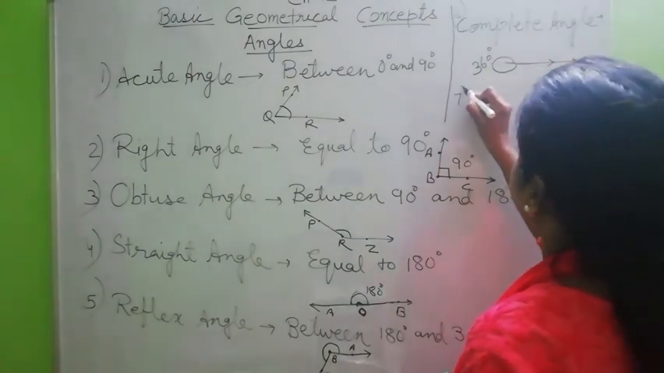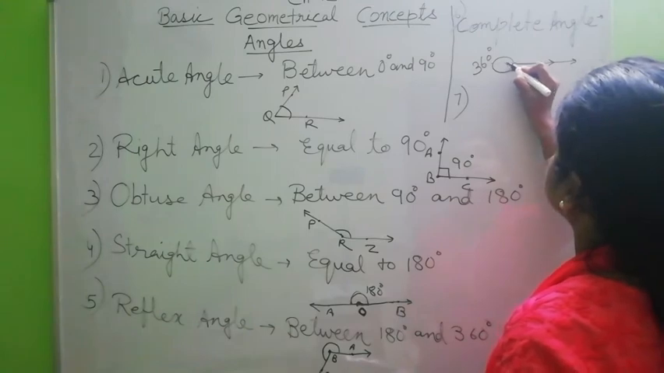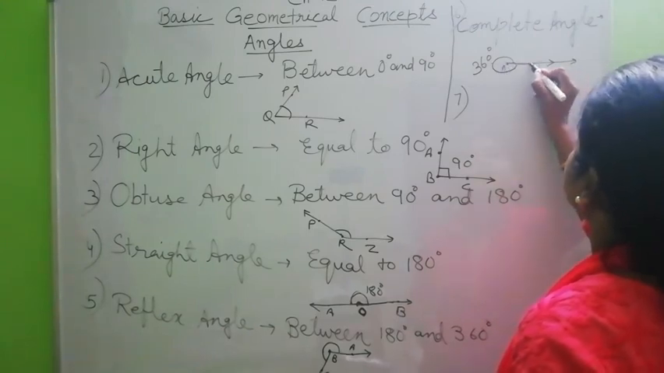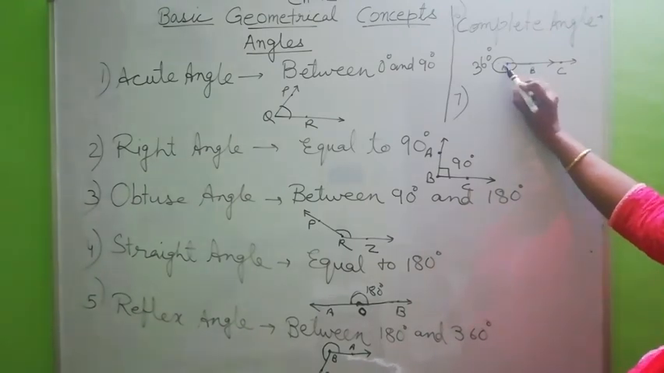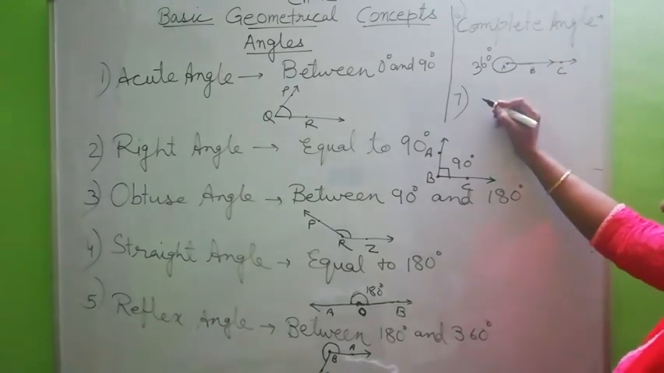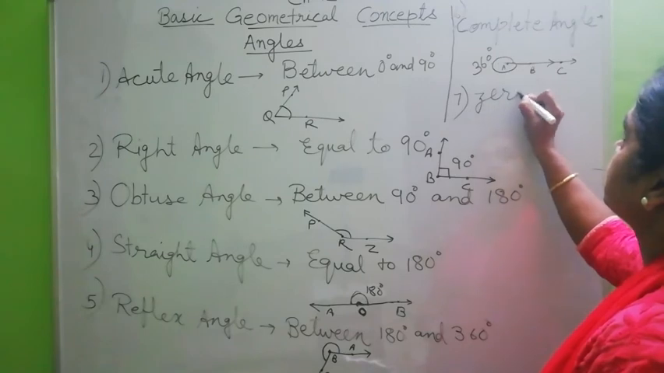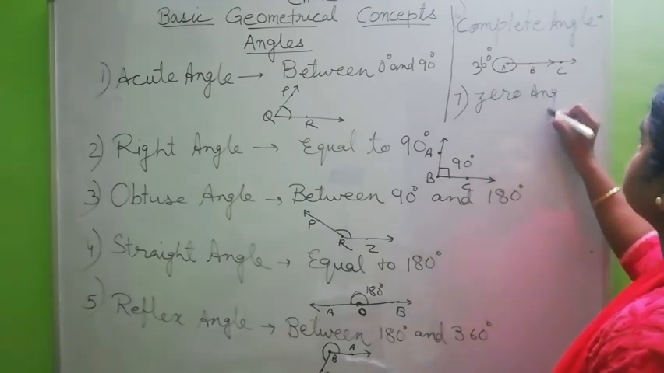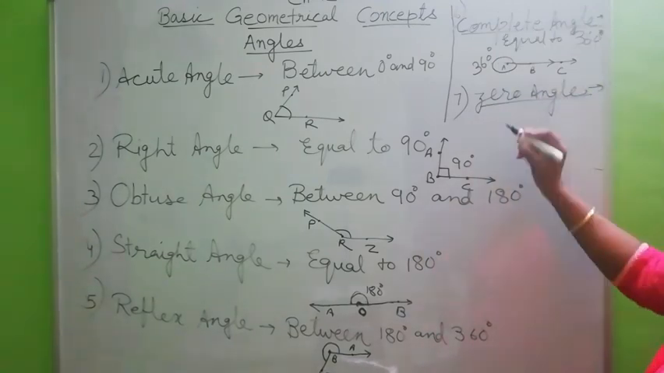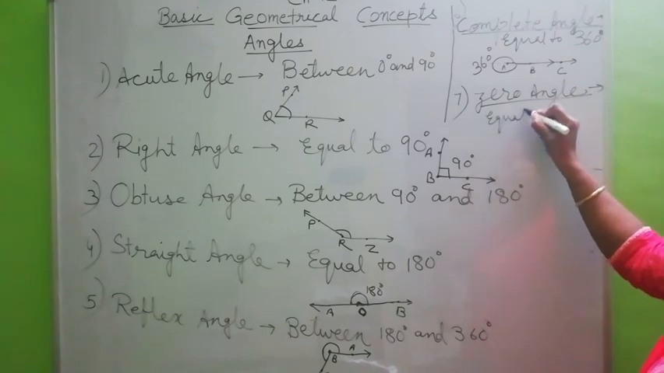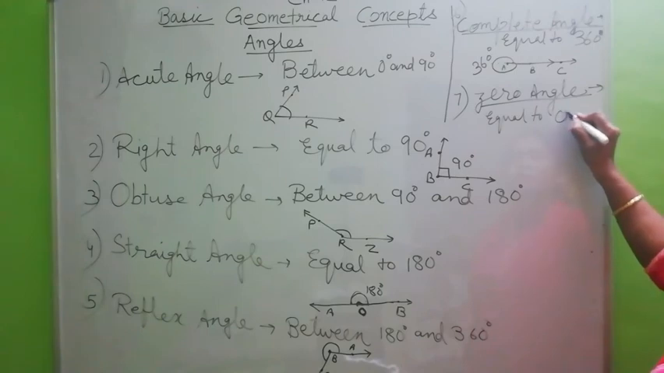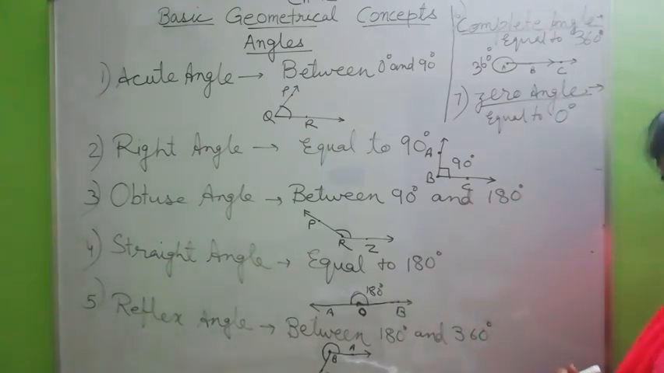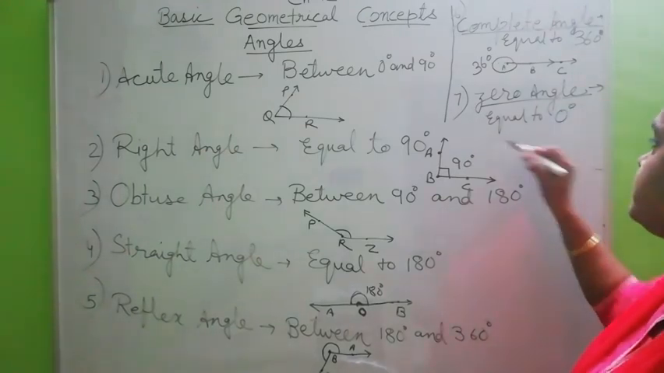Next is, here the point is there. A, B, C. Ray AB is there and ray AC is there. Next is zero angle. It is equal to 0. Or you can write here 0 degree. Okay? In this what happens?